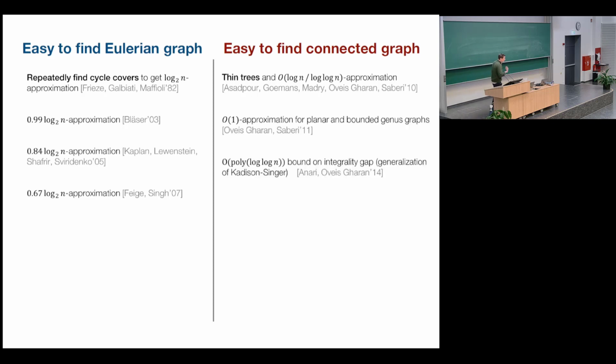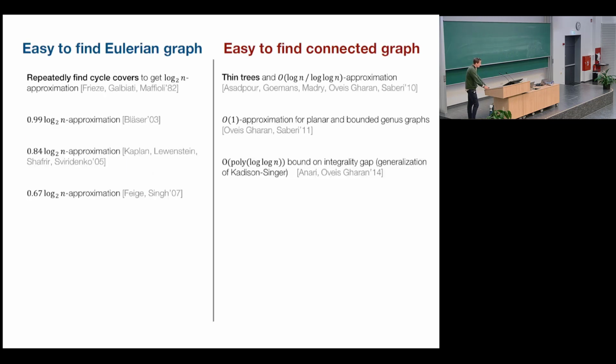And this connection to thin trees has led to a lot of progress, like a constant factor for planar graphs. And the best upper bound based on this approach is actually polylog n. And this is very complex. This builds upon the resolution of the Kadison-Singer problem. So it's quite deep stuff. Okay, so this gets very complicated, and it's polylog n by Anari and Oveis Gharan.